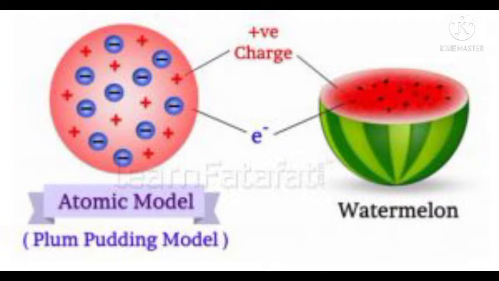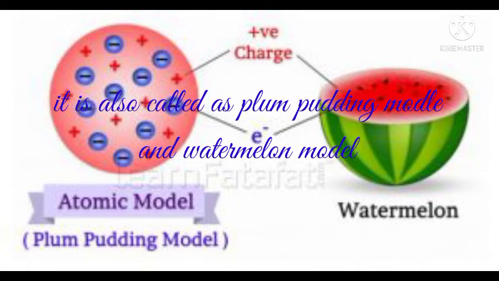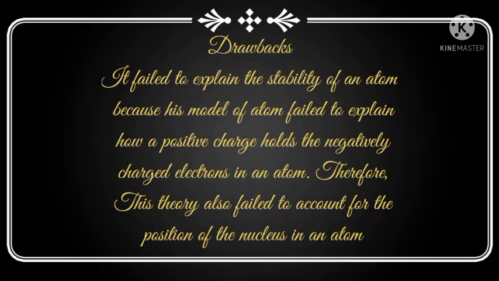His model is also called the plum pudding model and the watermelon model. Drawbacks of Thomson's model: he didn't explain the stability of the atom. That's why his model failed.